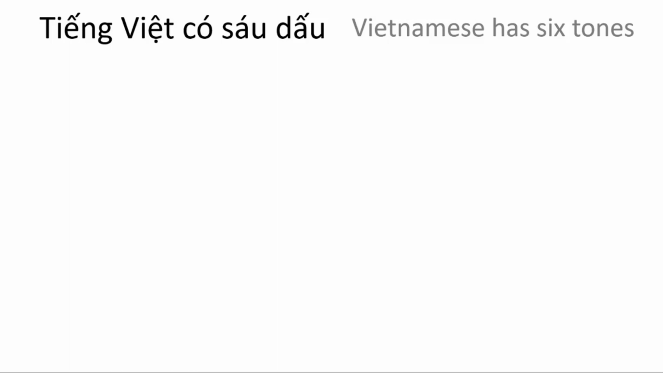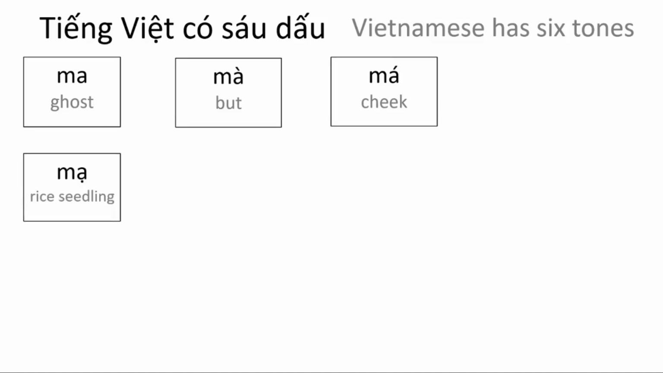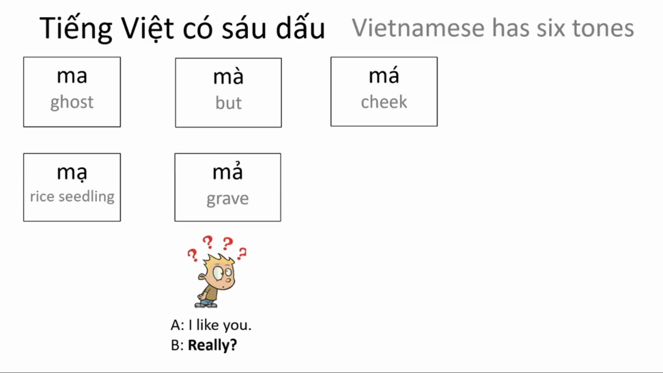There aren't many Vietnamese syllables which can be spoken or written in 6 different tones and mean 6 different words, but ma is one of them. As a flat board tone, ma, it means ghost. As a falling tone, ma, it means butt. As a rising tone, ma, meaning cheek. A heavy or constricted tone, ma, meaning a rice seedling. Ma, meaning a grave, and this is the questioning tone. Really? Really?